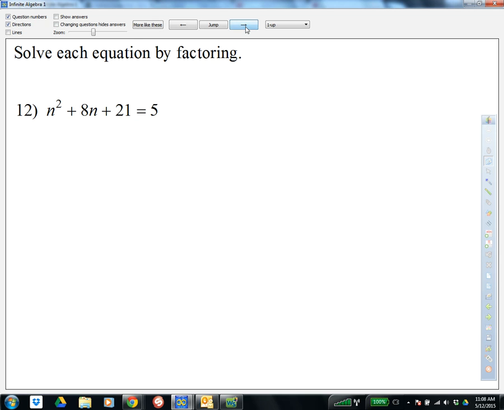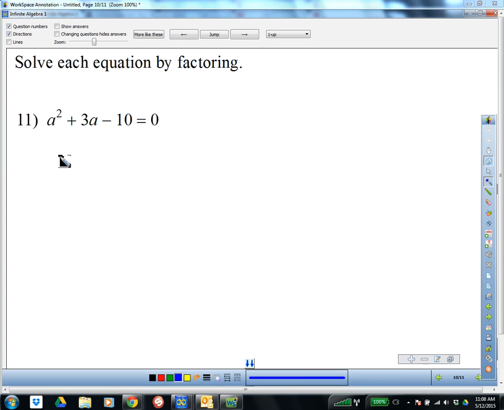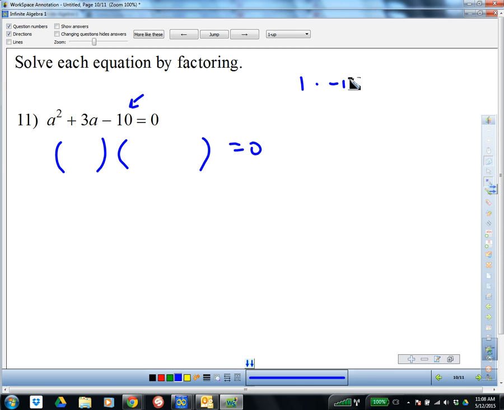How about we skip to one that's a little trickier? Oh, how about this one? Number 11. Let's go to number 11 next. You factor it up, equals 0. Then you have to find two things that multiply to give you a negative 10. So that could be 1 times negative 10. It could be negative 10 times 1. It could be 2 times negative 5 or 5 times negative 2. Those are kind of all of our options.